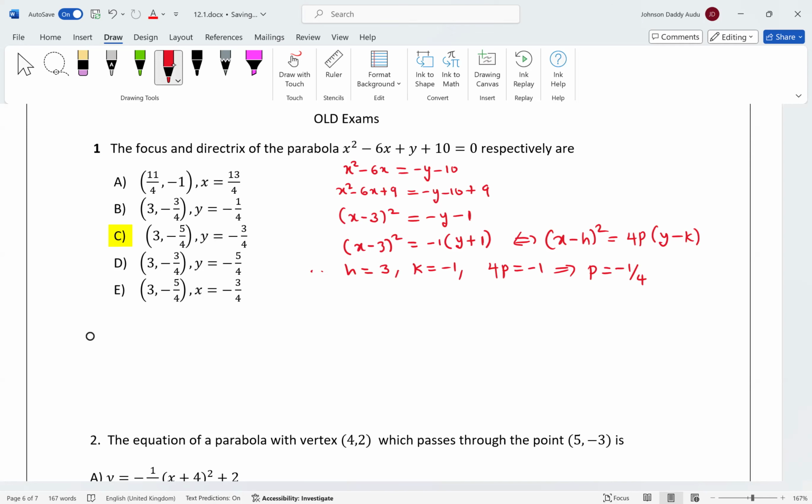Okay, so here we can see, what type of parabola is this? This is a vertical parabola, right? Now this is a vertical parabola, and then we can get what we want. So we need the focus, right? Since we need the focus, we can just use the formula directly.